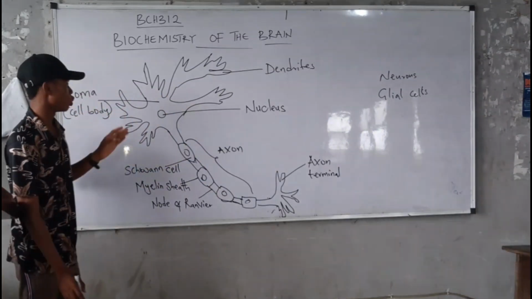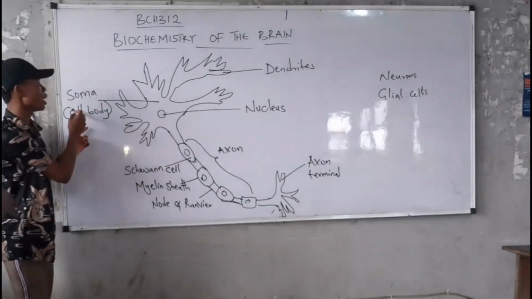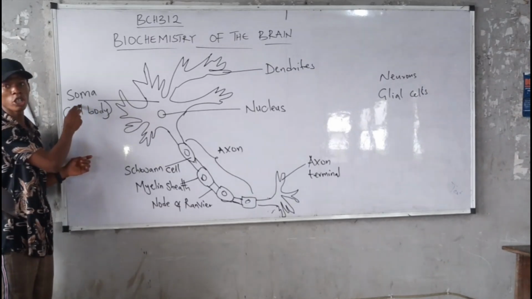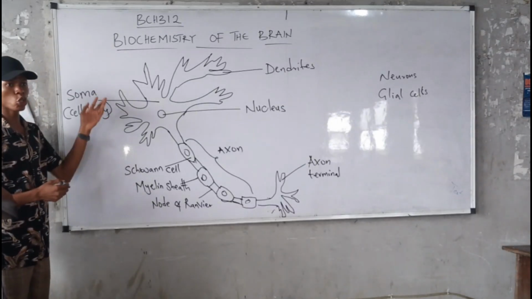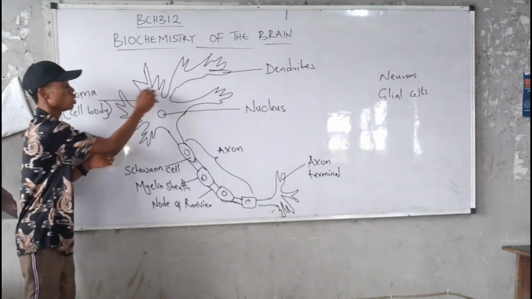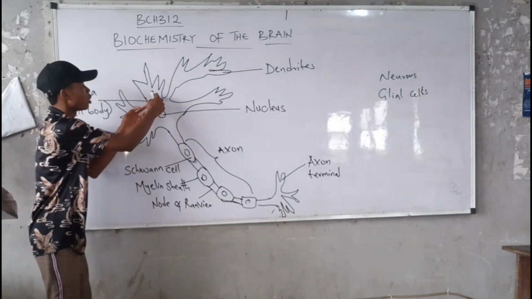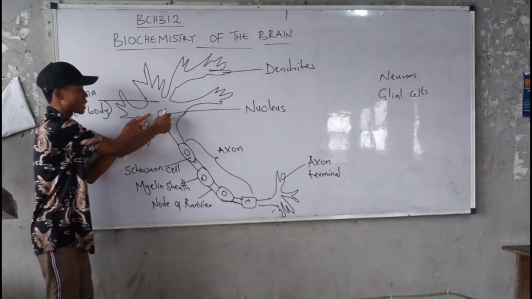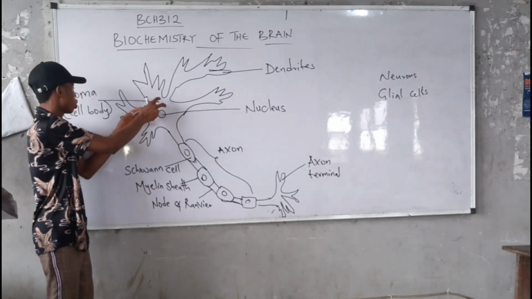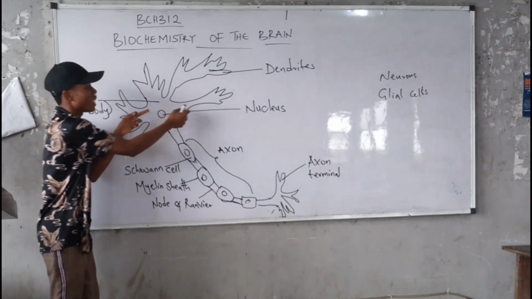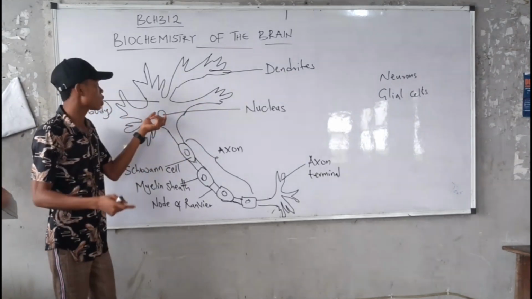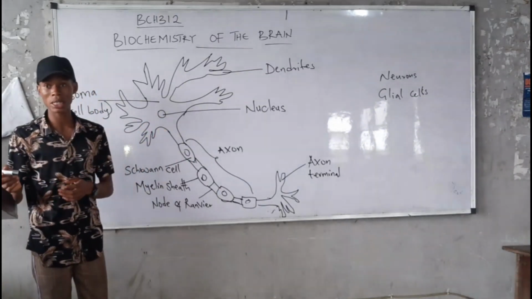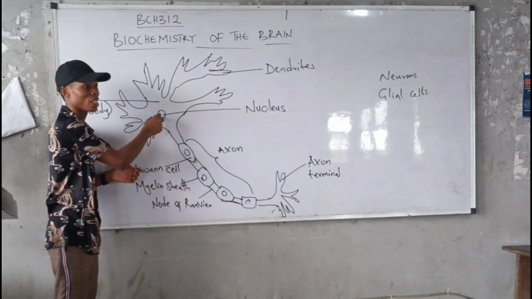Looking at the structure of the neuron, let's start from here. The soma. If you don't call it soma, you call it what? Cell body. And what is the function of the soma? This whole part here is what we are calling the soma, the cell body. Then the nucleus is found inside the soma. And you know it is the nucleus that contains the genetic material, right?